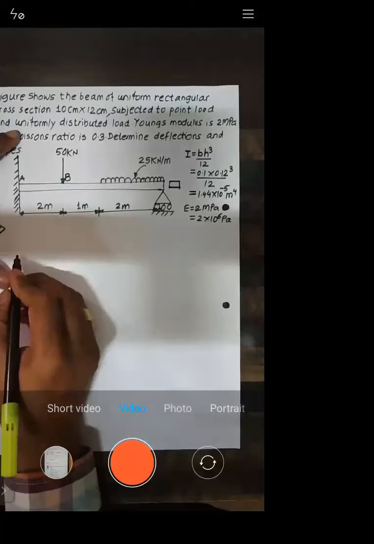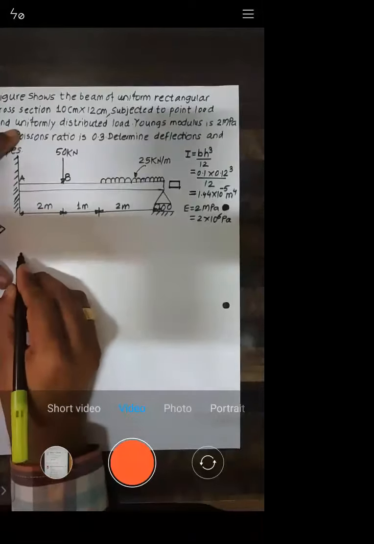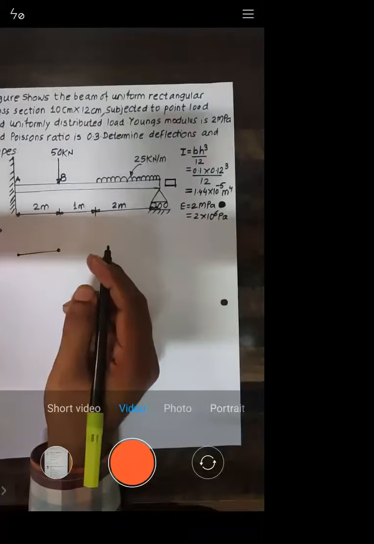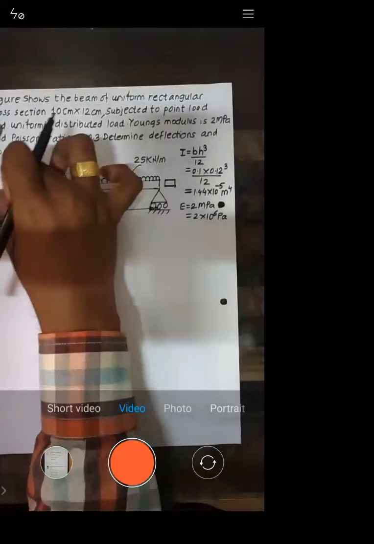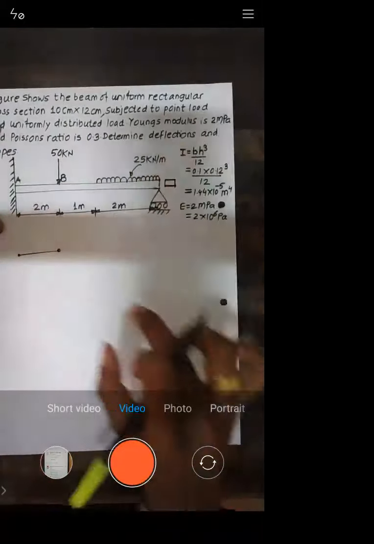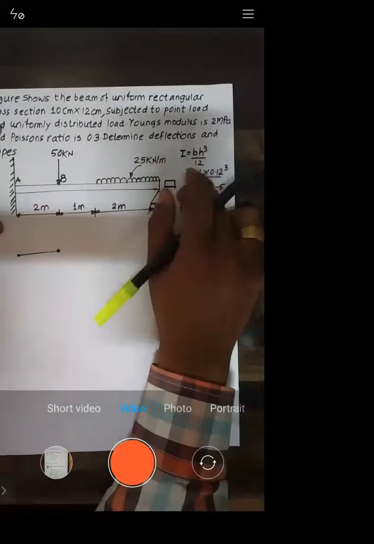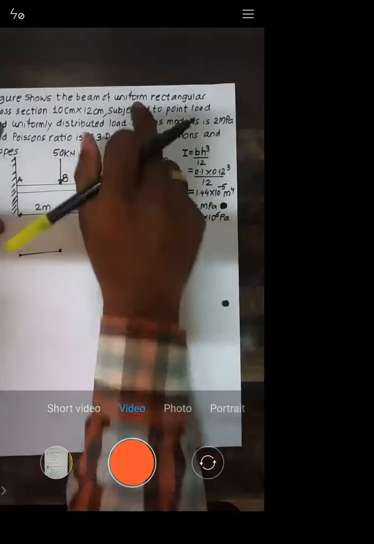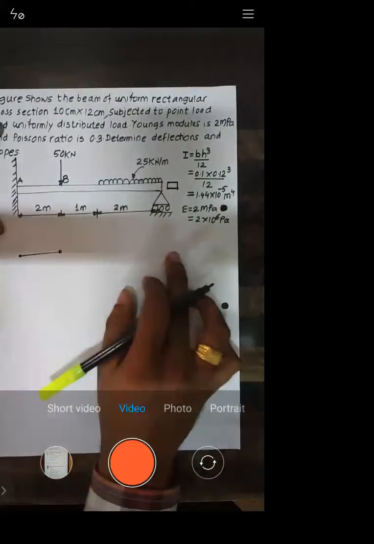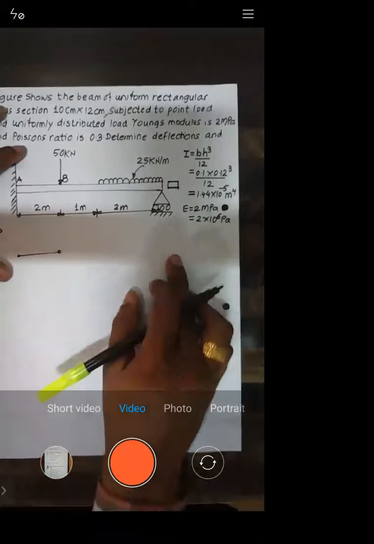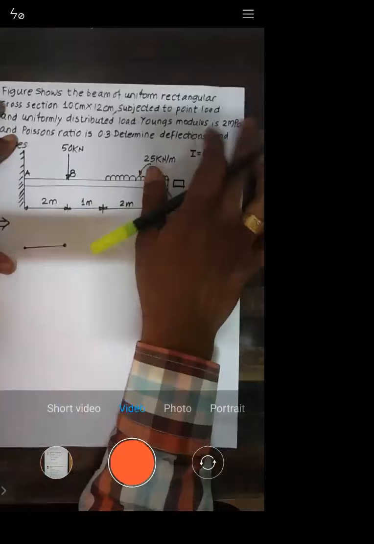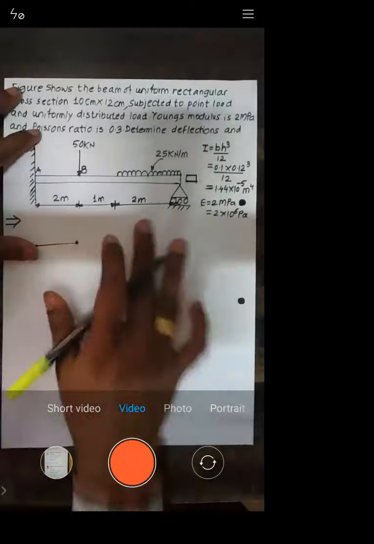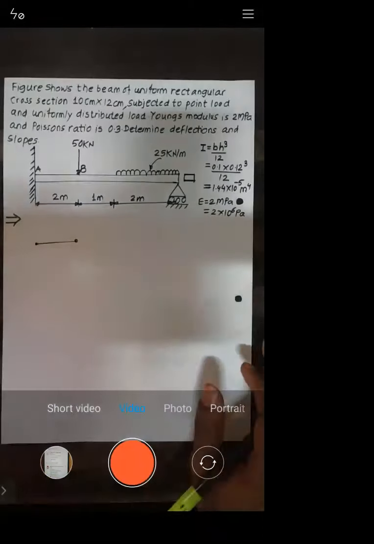So the very basic step is the discretization. So I will discretize it. Now see, for the entire beam, the cross section is the same, because a single value of B and H is given. That means this beam has a uniform cross section, and it is mentioned also. So based on change in cross section, you are not able to divide it. Again, the entire beam is made up of the same material as a single value of E is given. So again, based on change in material, you are not able to discretize it.